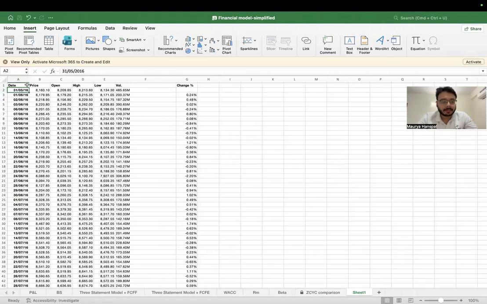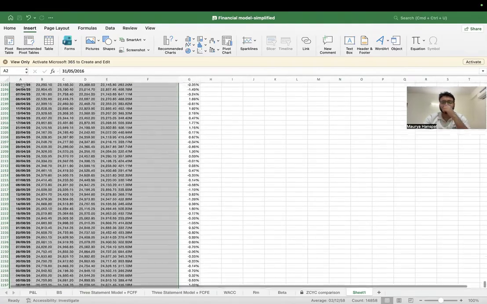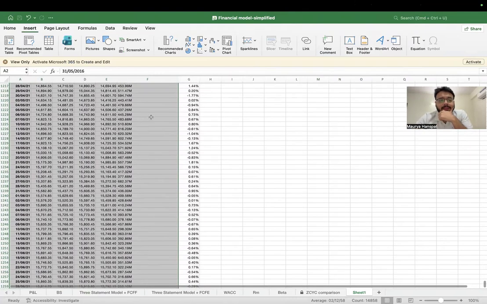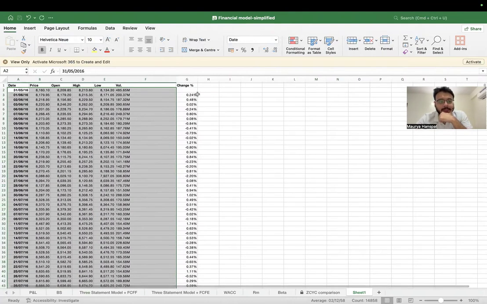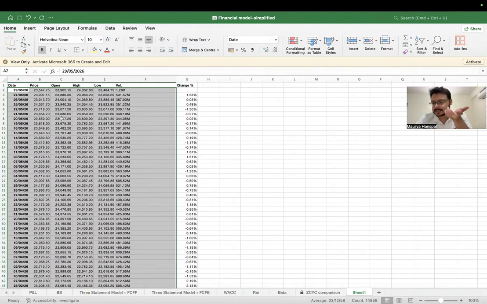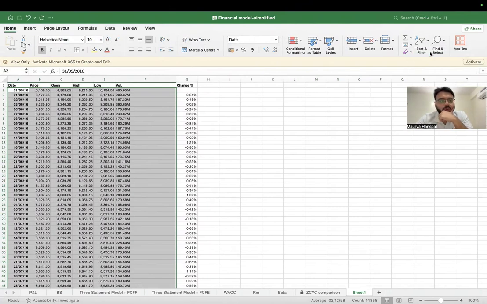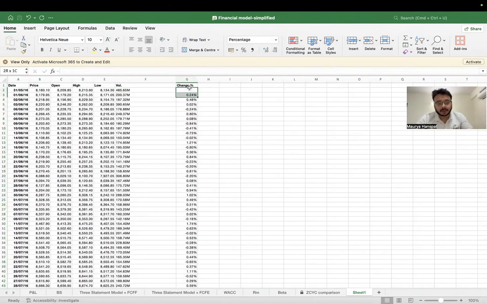And since I've already done it here, I can do one more thing. I can simply select it, then go to Home. I have this option for sort and filter. I can sort from the newest to oldest, then it would start with 2017. I can sort from the oldest to newest, then it will start from 2026. But I want from 2016 to 2026. This column I can delete as of now.